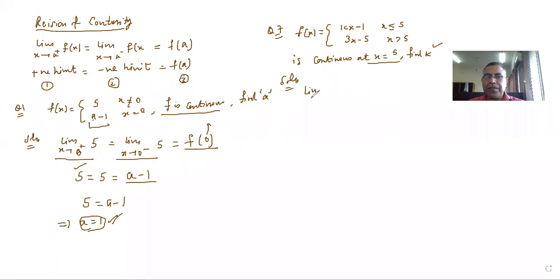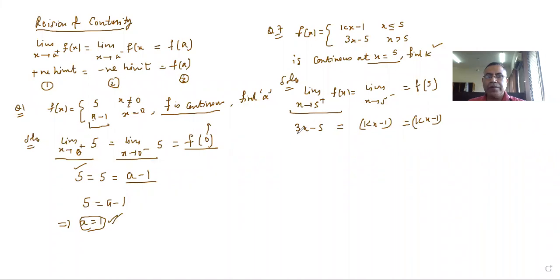So the function is continuous at x is equal to 5. What does it mean? The positive limit and the negative limit and the value of the function at x is equal to 5, all are equal. So first I will try to get the positive limit. x tends to 5 positive, that is greater than 5, so this is 3x minus 5. x tends to 5 negative, this is kx minus 1. At x is equal to 5, this is again kx minus 1.